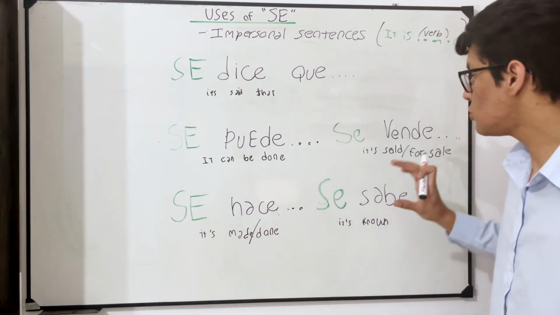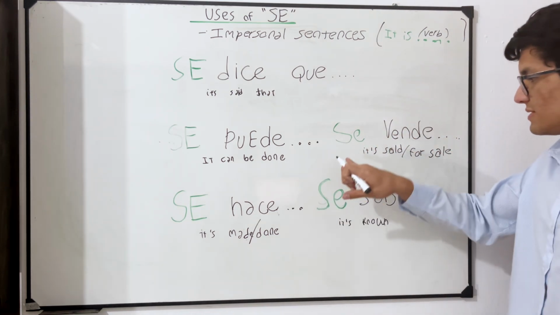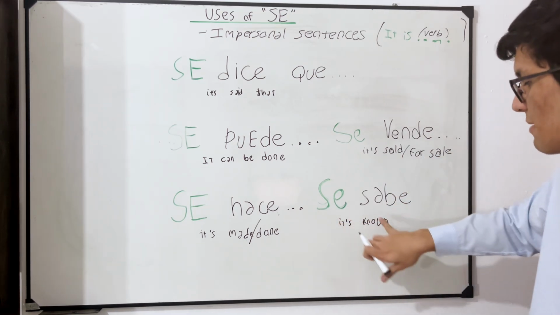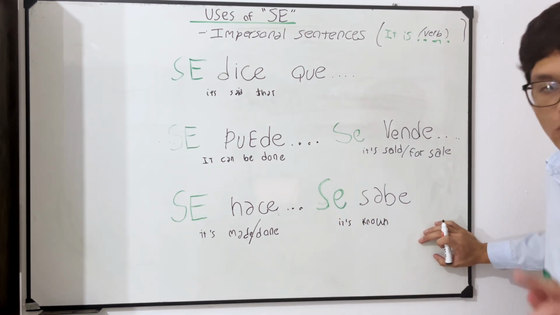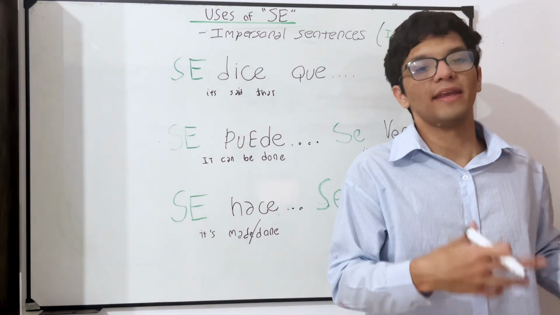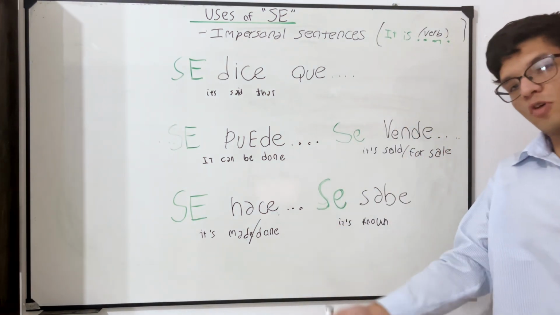So here we have two more examples. This is se vende and se sabe. Se vende is it is sold, it is for sale, and se sabe is it is known. So for example, if you're on the street and you would like to find a place to buy yerba mate, so you have to ask someone about it.